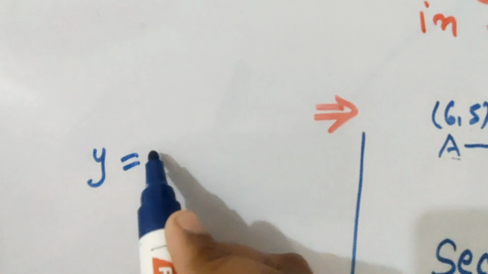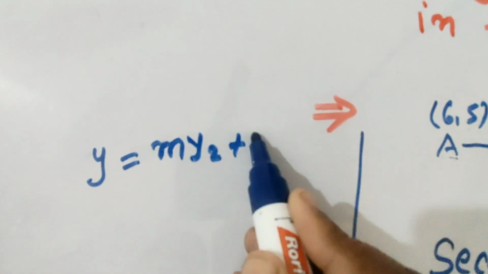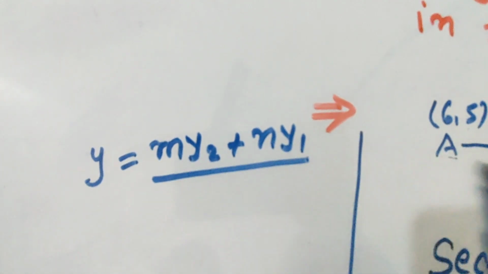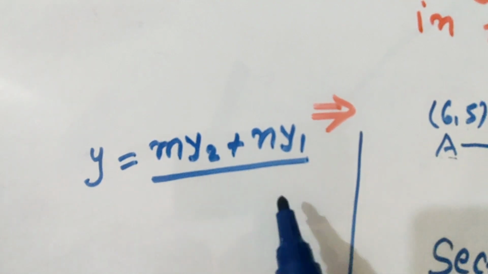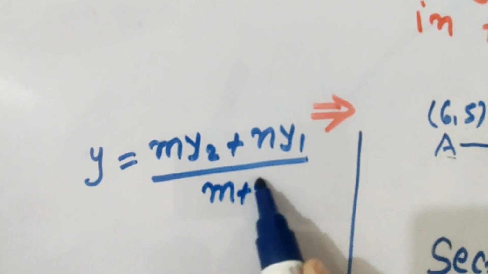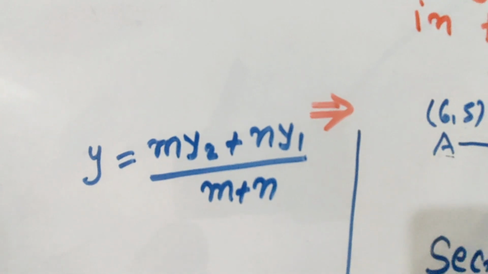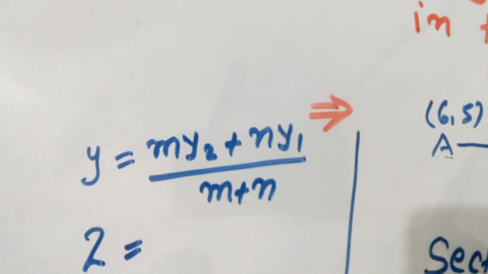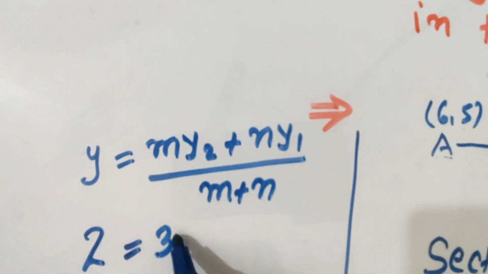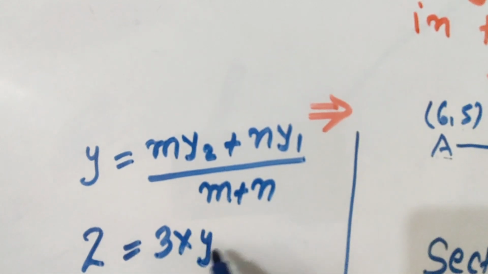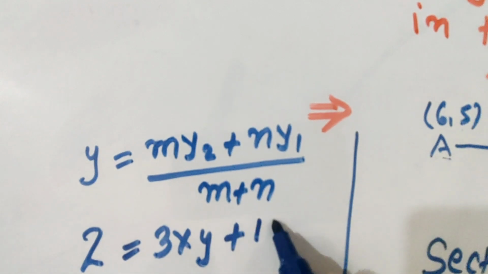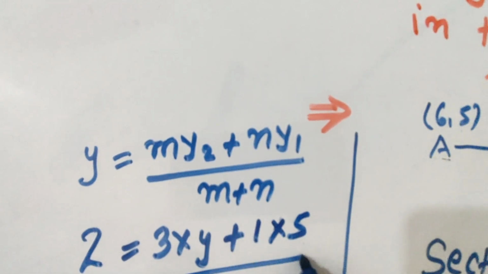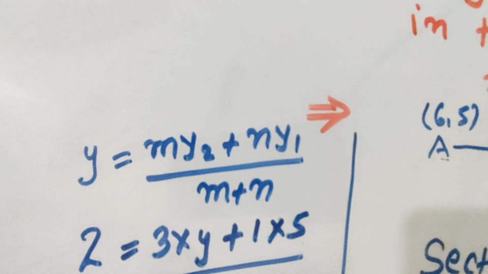The y coordinate formula is (my2 plus ny1) by (m plus n), because the x coordinate is already given and I need only the y coordinate. If you want the x value you find the x coordinate; here we find the y coordinate, so I use only the y formula. The y value of P is already given, 2. Then m is 3, y2 is y, n is 1 and y1 is 5, divided by m plus n, that is 3 plus 1.